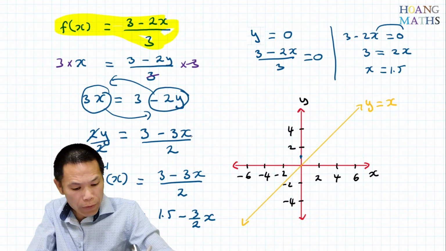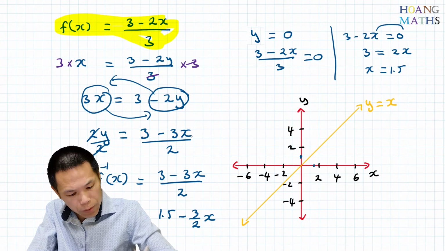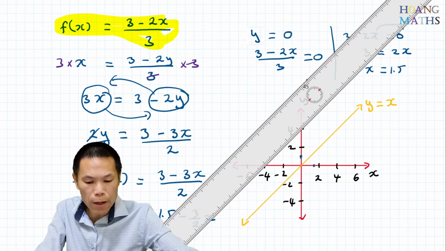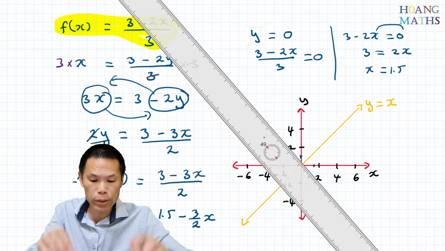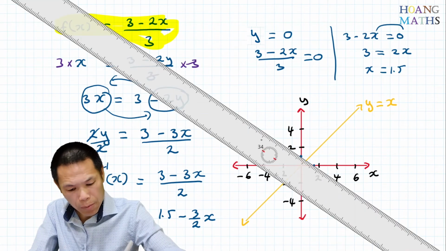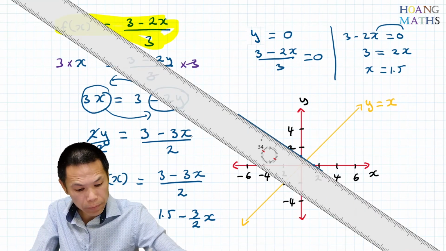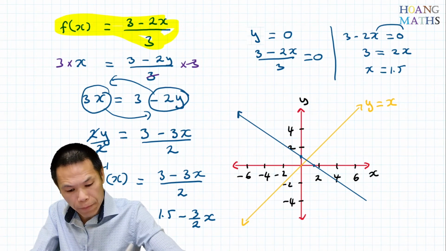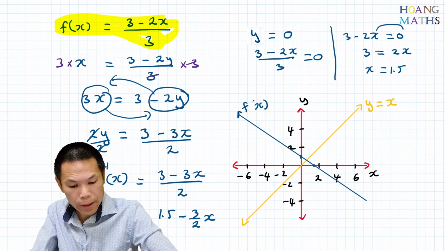Okay, 1.5. So this is between 1 and 2, roughly here. Okay, so I'm just going to join the points together. Or I can make a couple of points instead of finding the x and y intercepts. Okay, so let me just connect these together. So this is f of x.